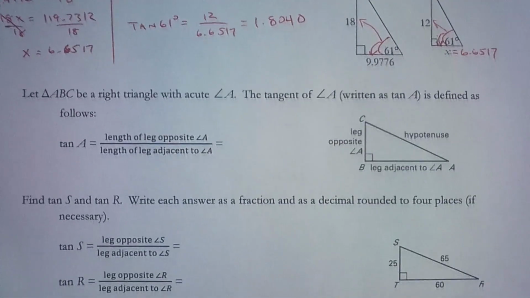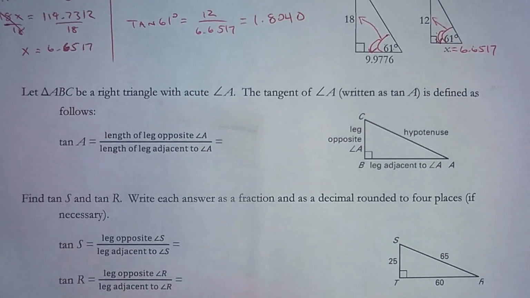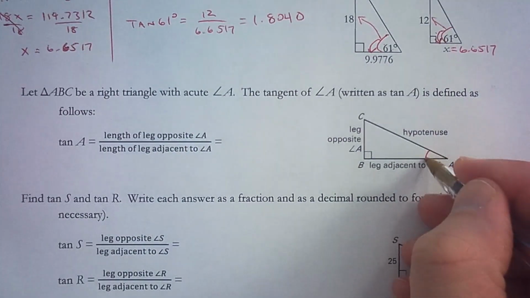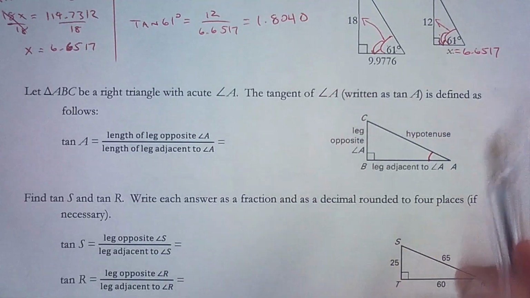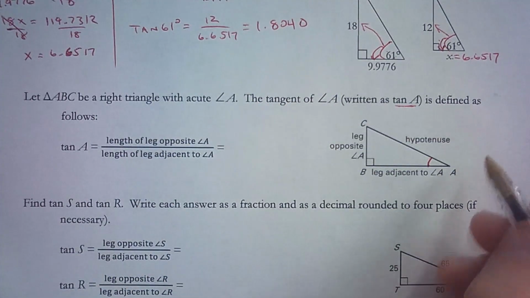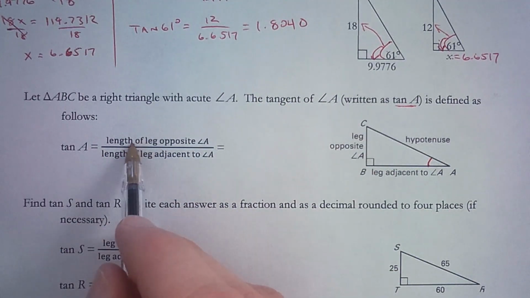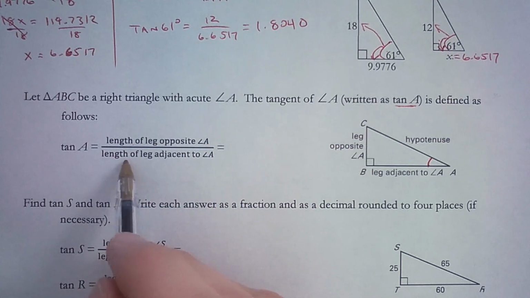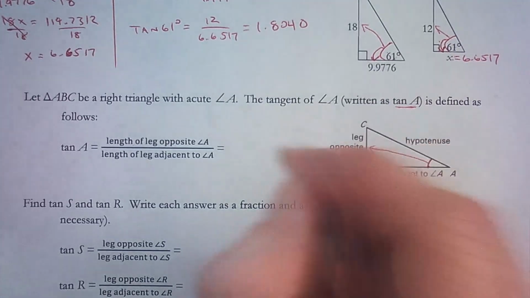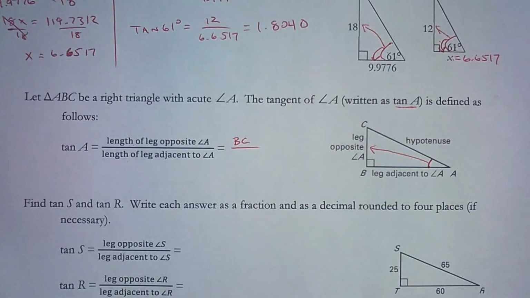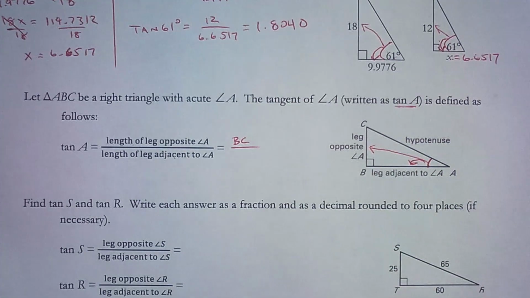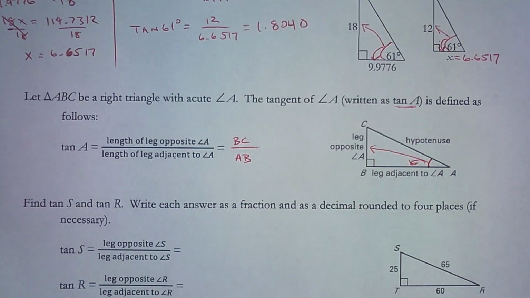Okay, so tangent. In a triangle ABC with acute angle A, so here's acute angle A, the tangent of angle A, written like this, tan A, just like I wrote tan 61 up here, is defined as the length of the leg opposite angle A over the length of the leg adjacent to angle A. So the leg opposite angle A here is the length of side BC. And the length of the leg adjacent to angle A is the length of side AB.